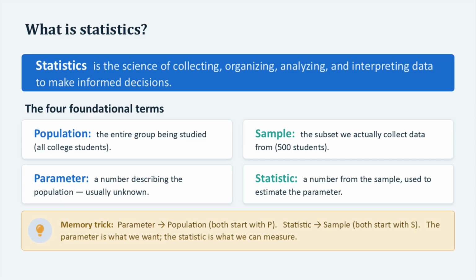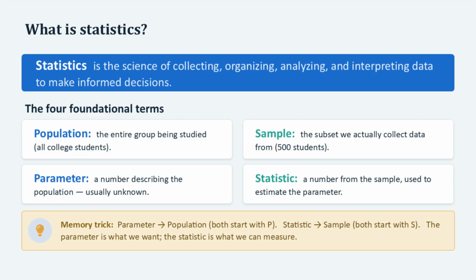Then we have the parameter. A parameter is a number that describes the entire population. So, for example, maybe I want to know the true average GPA of all students at AVC. That true average GPA would be a parameter. But here's the catch. The parameter is usually unknown. We often can't measure it directly because we can't collect data from every single person in the population. And that is exactly why we take samples in the first place.